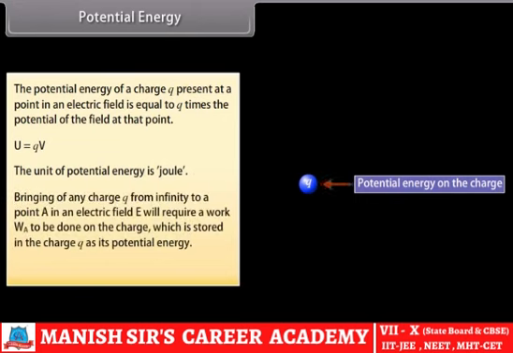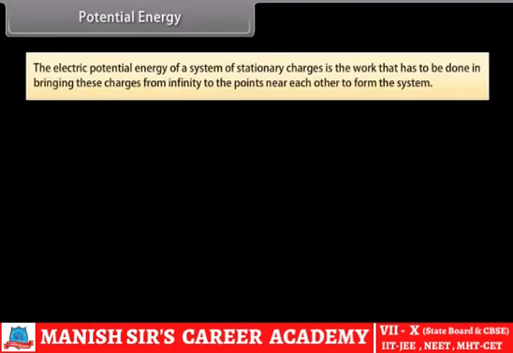Bringing any charge Q from infinity to a point A in an electric field E will require a work W_A to be done on the charge, which is stored in the charge Q as its potential energy. U_A is equal to QV_A. The electric potential energy of a system of stationary charges is the work that has to be done in bringing these charges from infinity to points near each other to form the system.